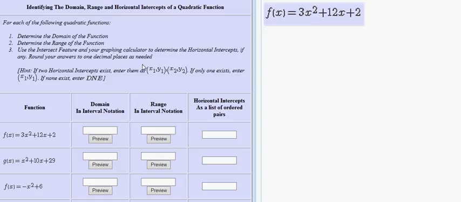In this problem, we are to identify the domain, the range, and the horizontal intercepts of several quadratic functions. You'll find that the video is going to be long enough if I just pick one. So I picked the first one, and I'm going to explain what the domain is in interval notation. I could easily just give you the answers. All the answers to all the quadratics are the same.